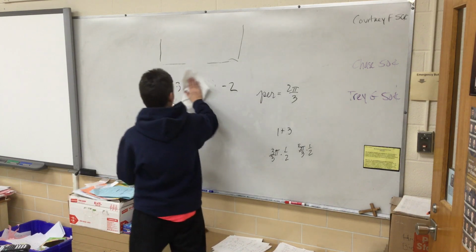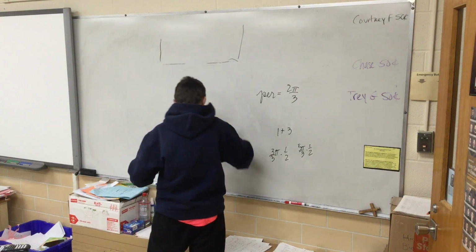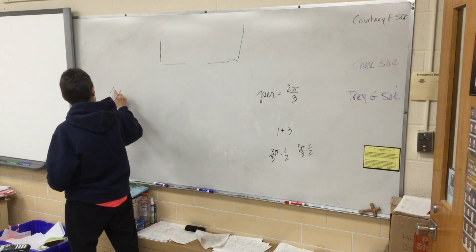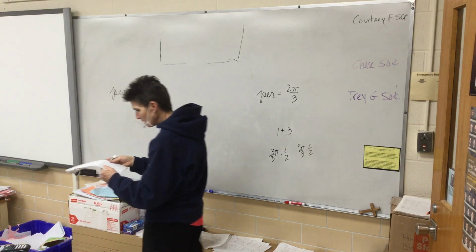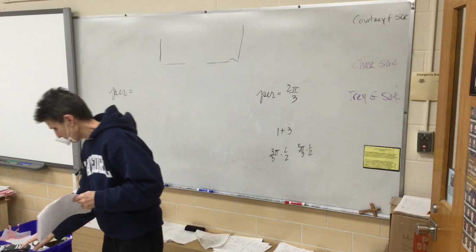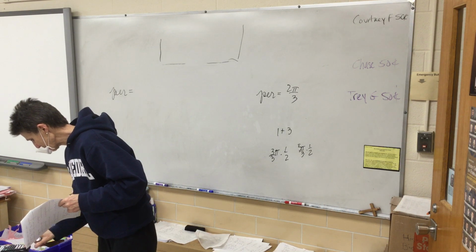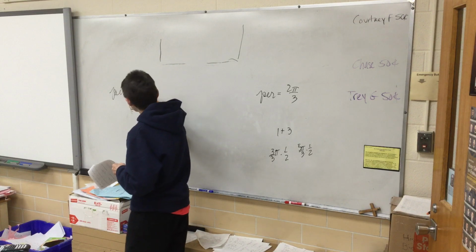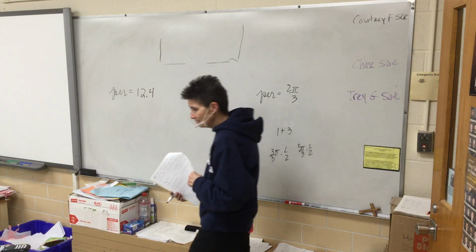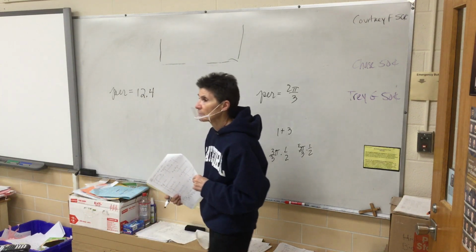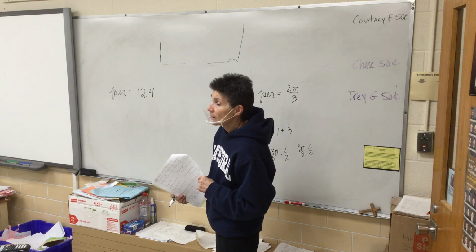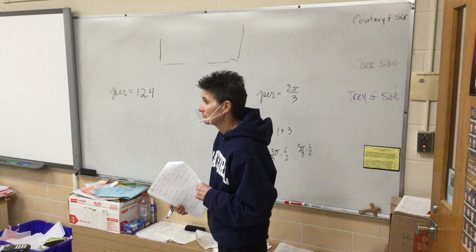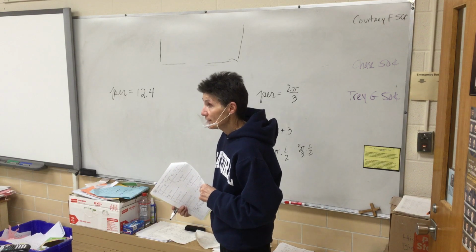So we are going to have a function that has a period. Instead of doing 12 hours and 24 minutes, what if we made that a decimal? 12.4? How'd I do that? 24 minutes, 24/60ths. So my period is 12.4.